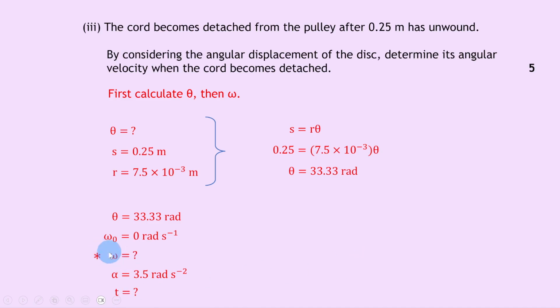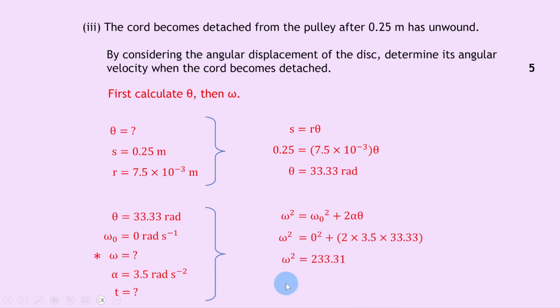So here we're trying to find omega, and therefore we're going to use an angular equation of motion that doesn't have t in it. So we're going to use the angular equation of motion omega squared equals omega naught squared plus 2 alpha theta. Substituting in the numbers gives 0 squared plus 2 times 3.5 times 33.33, and putting that into your calculator should give you an answer of omega squared equals 233.31. However, remember that's omega squared and we want omega, so taking the square root of both sides should give you an answer of omega equals 15 radians per second.